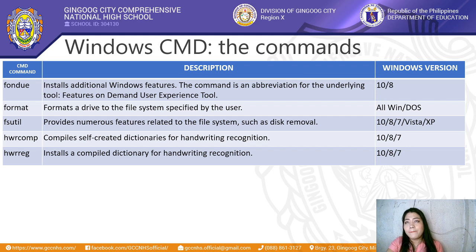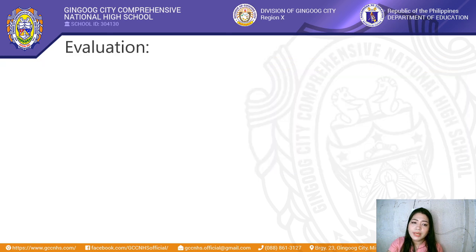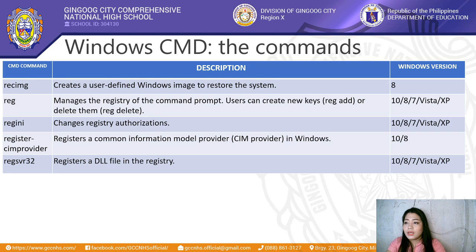So, if you want to format your flash drive, then you can use this one. But nowadays, everything is graphical, so you can actually just right-click your flash drive and choose format, right? But you can also use the command prompt. Okay, so those are the Windows commands available in the Windows operating system.